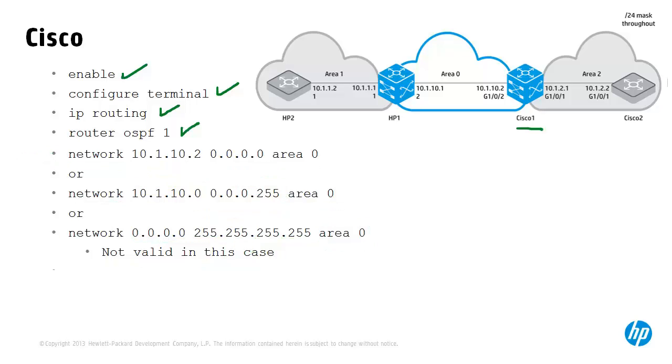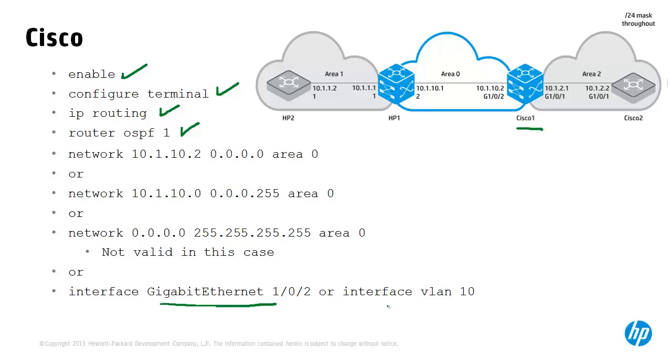Cisco devices also allow you to configure OSPF in a similar way to provision devices, where you go onto the physical interface if it's a routed port, or the VLAN interface, and then enable OSPF by selecting the process number and area number on that individual interface or VLAN interface.